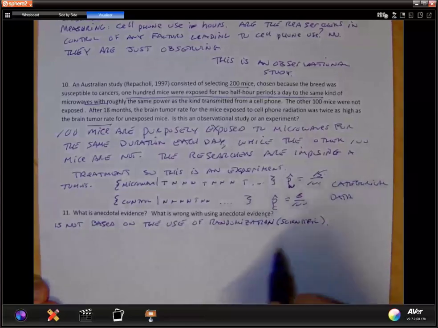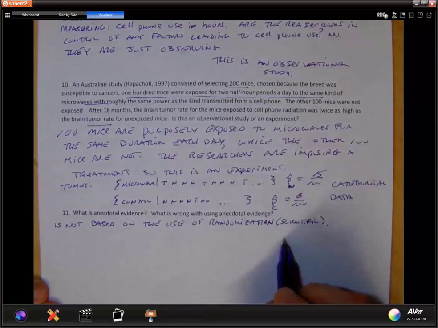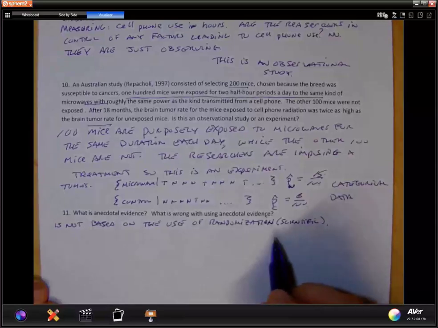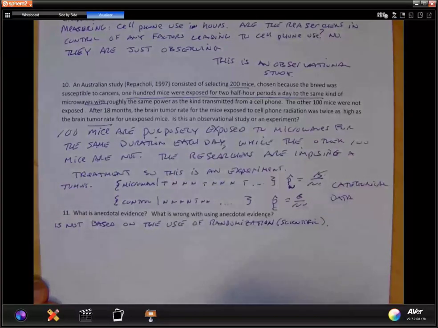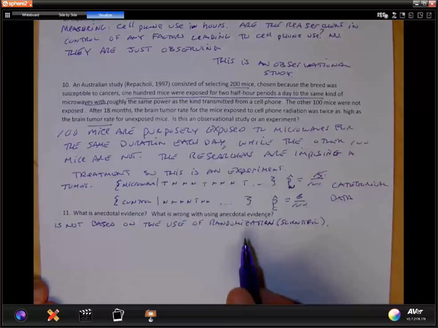And what does that mean? Well, it means that there could potentially be bias in the process. So when we do scientific work, we should use a process that eliminates the bias as much as possible. But this one is not. So it's not using randomization.